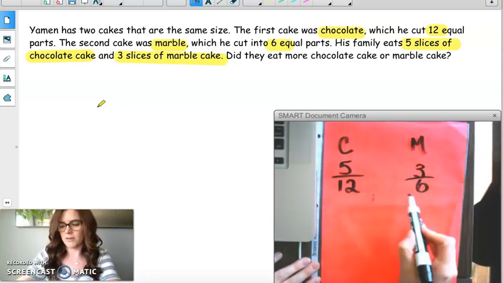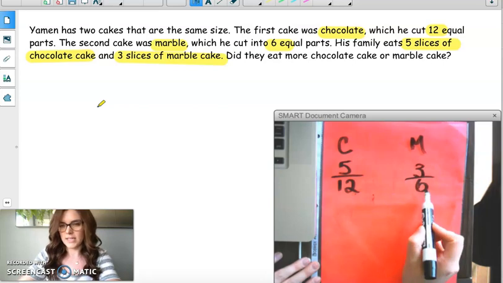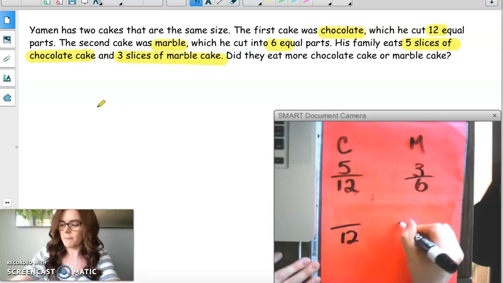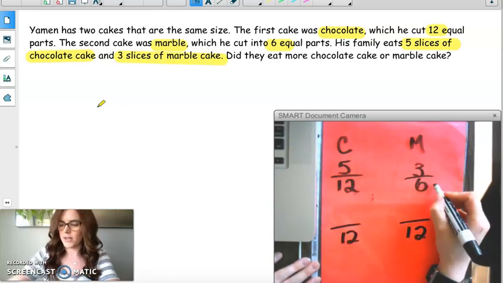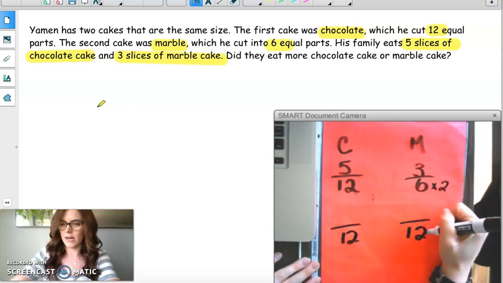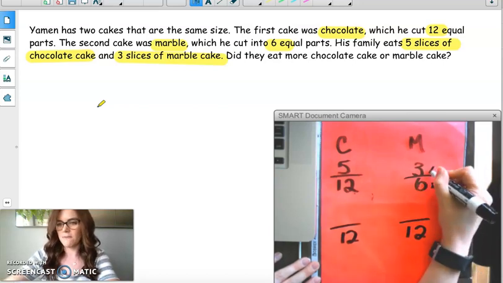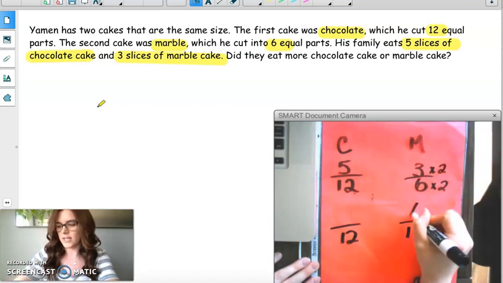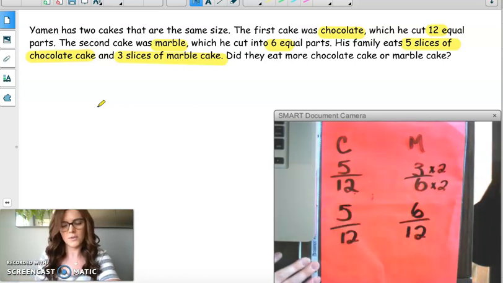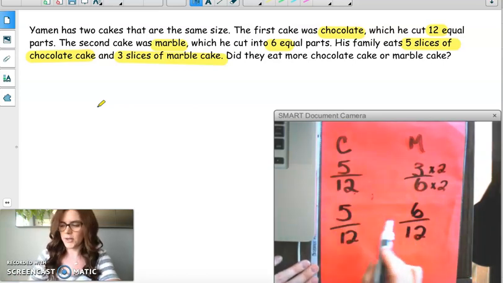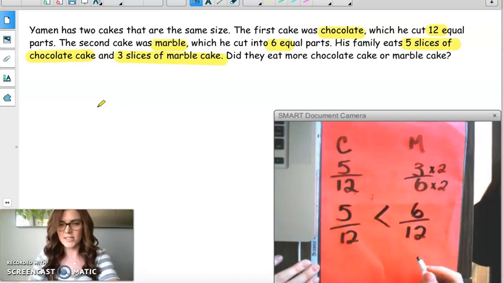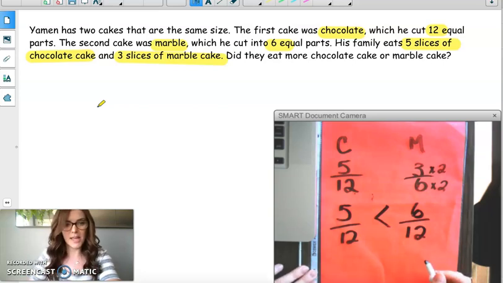So we need to make our denominators the same. So we can easily change 6ths into 12ths, okay? And we can do that by multiplying our denominator by 2. 6 times 2 gives us 12, and whatever we do to the bottom, we have to do to the top. So we have to multiply 3 by 2 as well, which gives us 6 12ths, and our chocolate stays as 5 12ths. So if we look at our numerators here, we can see that Yaman's family ate more of the marble cake. So your sentence could be, Yaman's family ate more pieces of the marble cake.